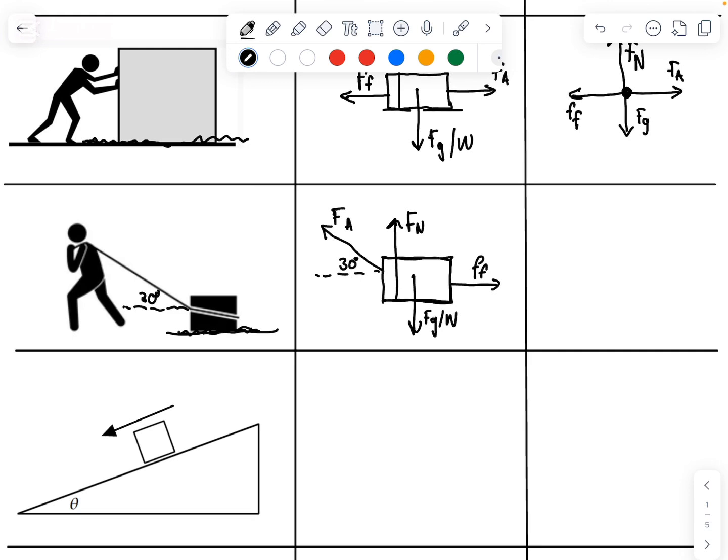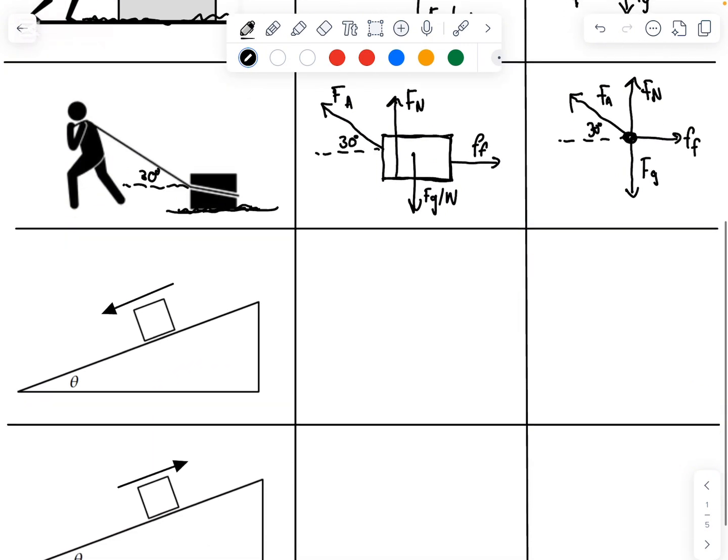Then now to draw the free body diagram, remember we represent the object as a dot, and then we put all the forces that are acting on the object. And in this case, we are having weight, which is your Fg. We are having force applied, which is applied at an angle of 30 degrees. We also have normal force, and lastly we have frictional force. Okay, so these are the forces that are acting on the object.